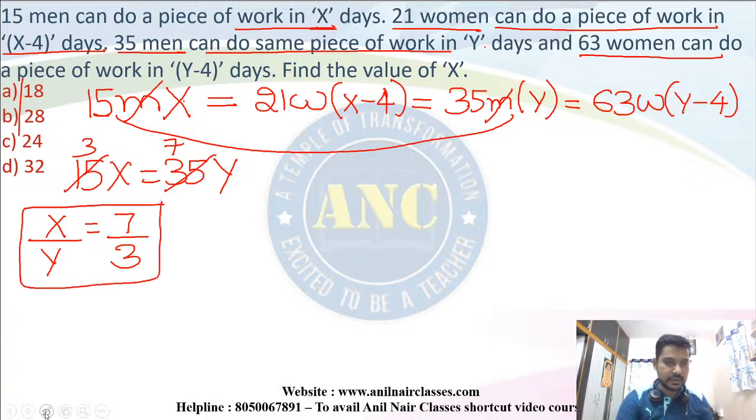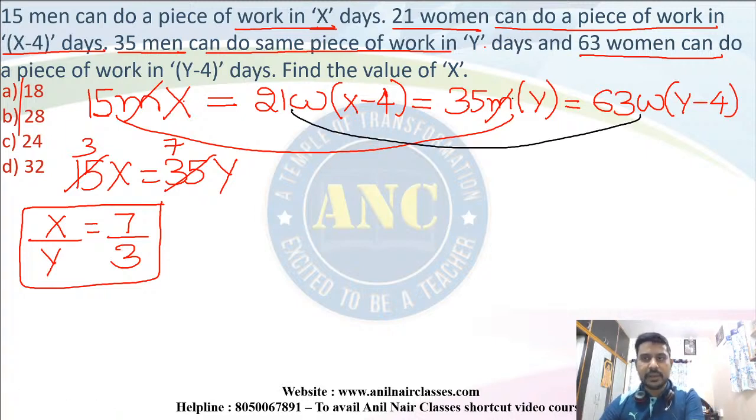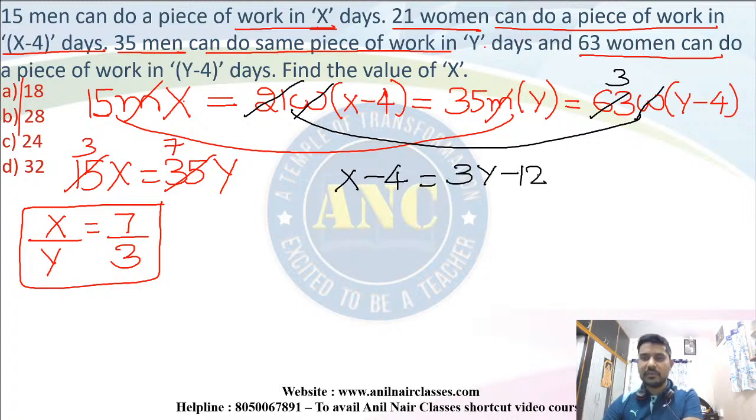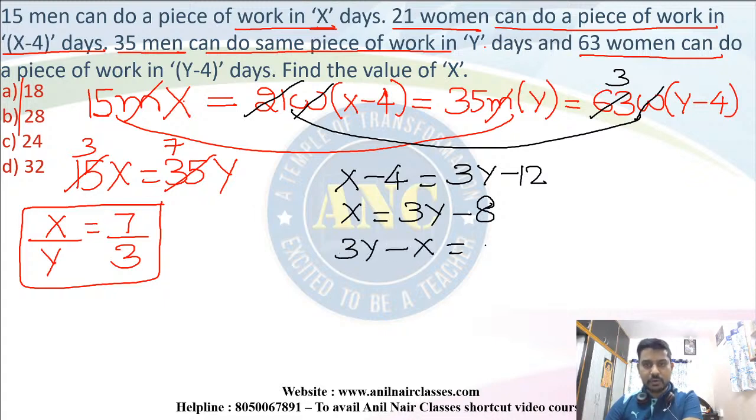Similarly, let me use a different color. If I compare these two, W and W will cancel. 21 into 1, 21 into 3. So on the left hand side only x minus 4 is left out. Right hand side here is 3 into y minus 4, which is 3y minus 12, right? So x is equal to 3y minus 12, minus 12 plus 4, it is minus 8. So I can say it as 3y minus x is equal to plus 8.